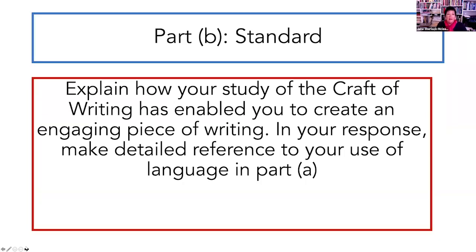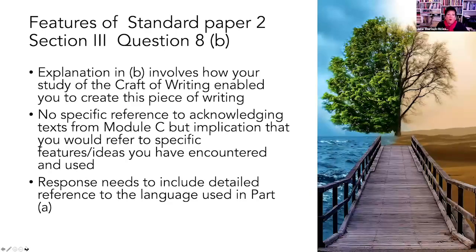Now notice that it talks about the craft of writing. It doesn't say that you must specifically acknowledge one of your Module C texts, but I think there's an implication there that you would say that by being inspired by Luca Lesson's passion or by Judith Wright's magnificent imagery, you've been able to produce this piece of writing. And of course, it must have detailed reference to what you've actually done.